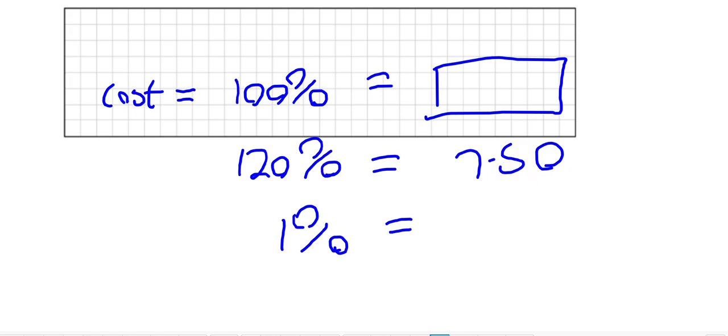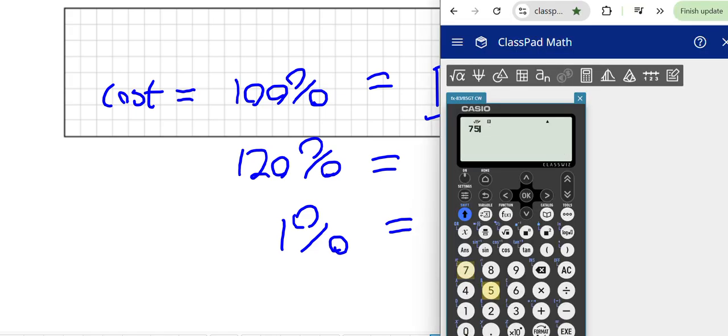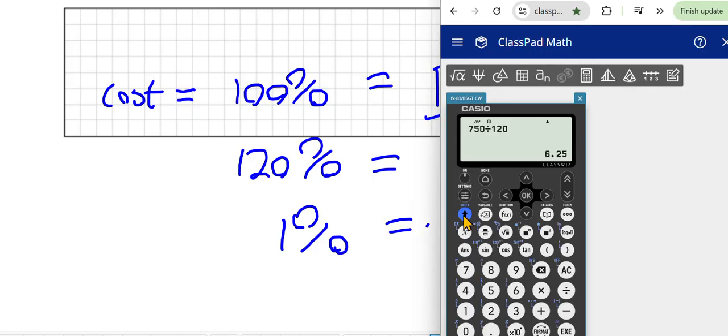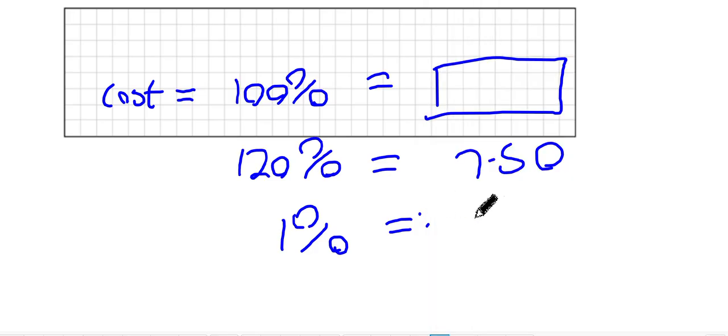Divided by 120. 750 divided by 120. 25 over 4, otherwise known as 6.25. Oh, wait, I did that wrong. It's not 7.50, it's €7.50. Excuse me. 1/16, yeah?